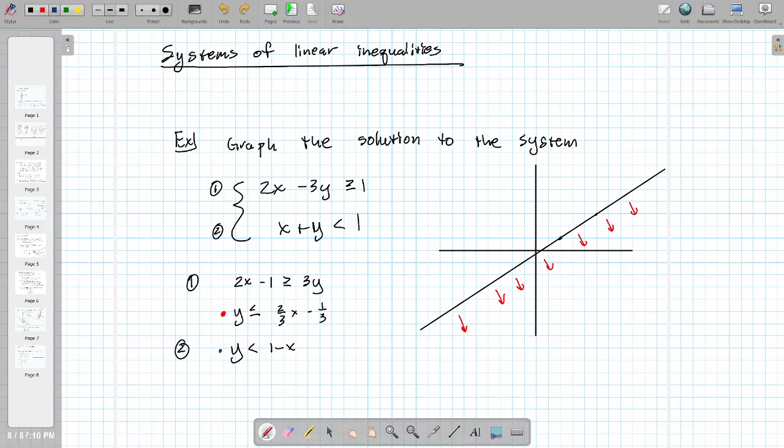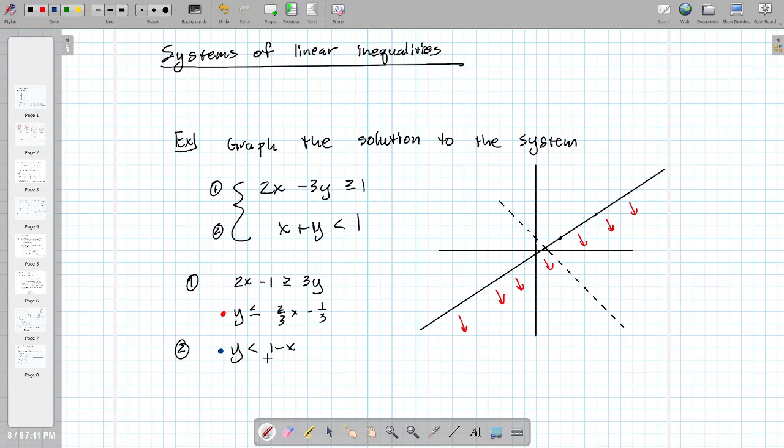Now for the second inequality, we have y is less than 1 minus x. So we graph this line as well. This one will be dotted. Now we shade the side that we need to shade. Y is less than 1 minus x, so we're going to shade below.